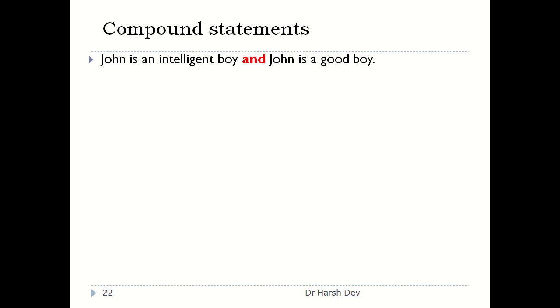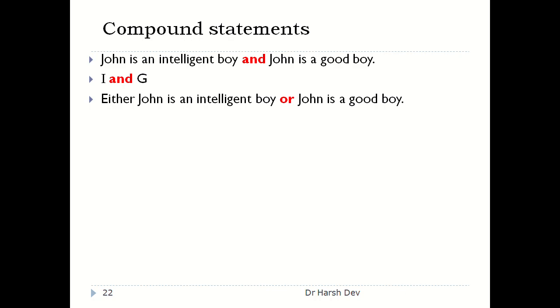So there are two statements, but they are combined by a word, and. These two statements are joined by one word that is called and. This is called a compound statement because it includes two statements. Similarly, it can be represented as I and G, because I represents John is an intelligent boy and G represents John is a good boy.